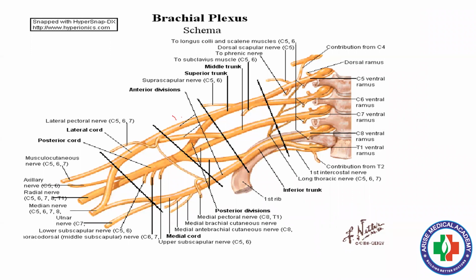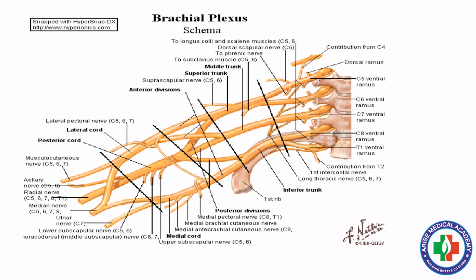The anterior divisions of the upper trunk and the middle trunk are uniting and forming, this is your lateral cord. So this thick bundle is formed by the anterior divisions of the upper trunk and the middle trunk uniting and forming the lateral cord. All these posterior divisions you can see are uniting and forming this, the posterior cord of the brachial plexus. So the posterior cord is formed by all the posterior divisions. And then you also have the anterior division of the lower trunk, which is continuing as the medial cord.